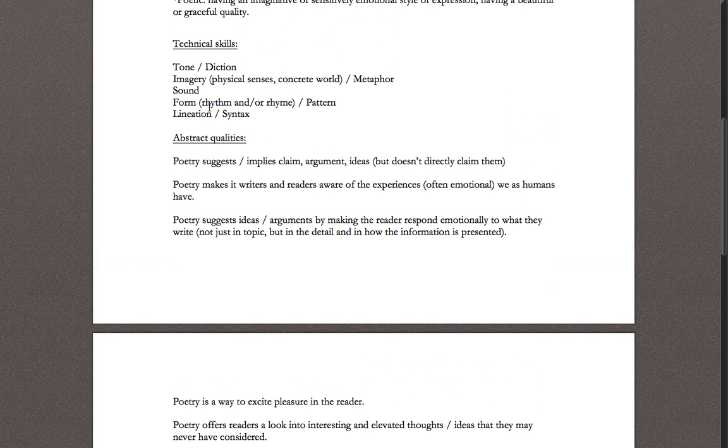Now, this list is not complete. These are just qualities that we abstracted from the definitions, the dictionary definitions of poetry in the 4 forms. And that's going to help you with your Exploratory Draft 1.